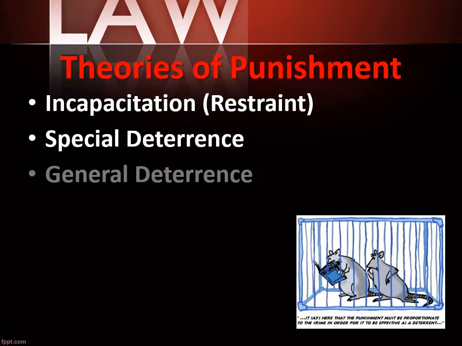Now, the third theory is general deterrence. This is the idea that punishment itself deters other would-be criminals from committing similar crimes for fear of incurring the same punishment. You're about to roll a bank for your first time. You noticed on television or whatever, you've heard through the grapevine, that Bugsy Malone has committed a bank robbery and is now serving 25 years in a federal penitentiary, right? That might stop you. That idea might deter you from committing a similar crime.